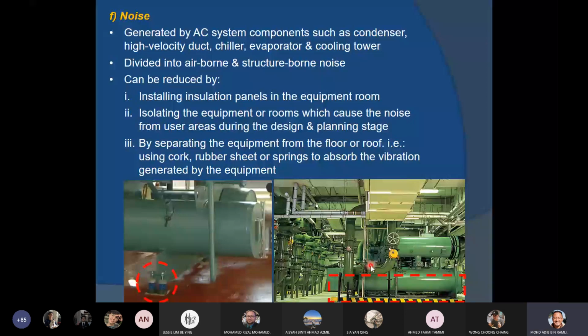And technically, you can install insulation panels in the equipment room, on the wall, on the floor, and also separate the equipment from the floor. For example, using springs like this to absorb the vibration, and also using cork or rubber sheet to absorb the vibration.